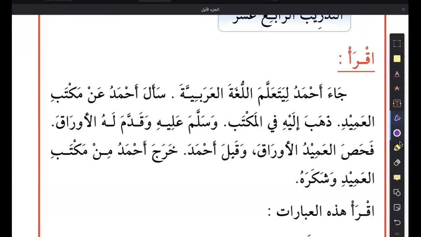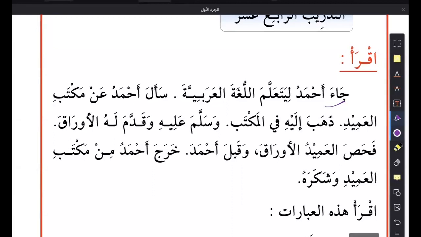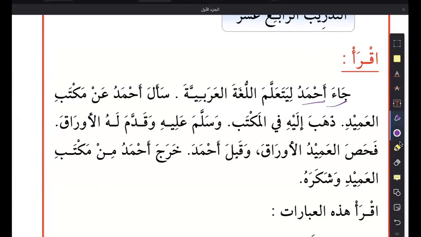جاء أحمد ليتعلم اللغة العربية. جاء, we know this verb, to come. أحمد, so Ahmad came. ليتعلم اللغة العربية. So we have يتعلم. The verb is يتعلم with the dhamma, but why don't we have a dhamma? Because of this li. Now this is another topic.